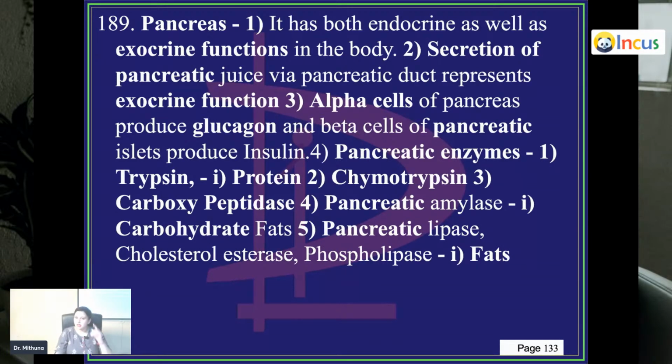There's one type of cells called alpha cells, then there are beta cells. Alpha cells produce glucagon. Beta cells of pancreatic islets or islets of Langerhans are what produce the insulin. So if anybody asks you insulin कहाँ से? Many of you know that it is produced by pancreas, but which cells? Beta cells, of the islets of Langerhans. This is what produces the insulin.